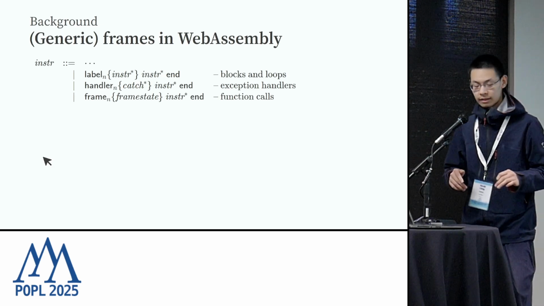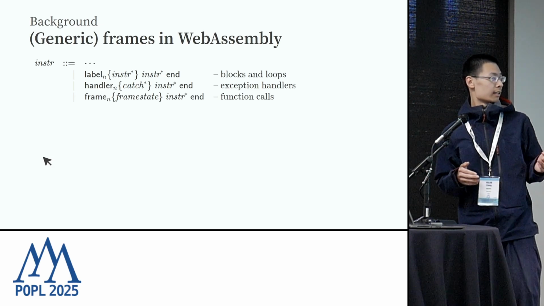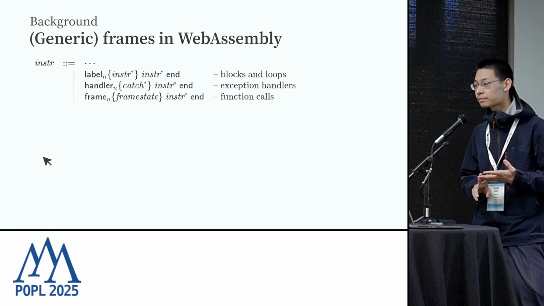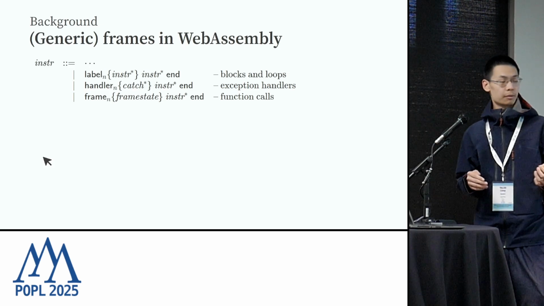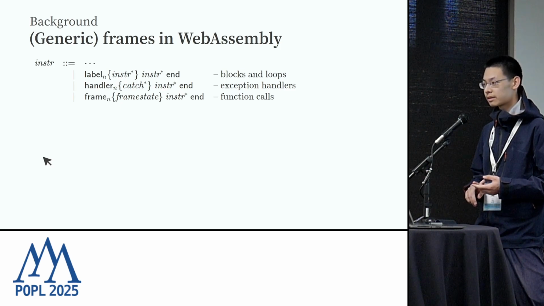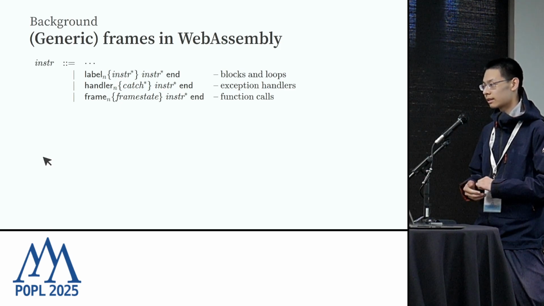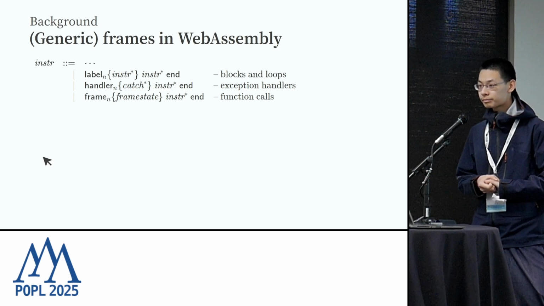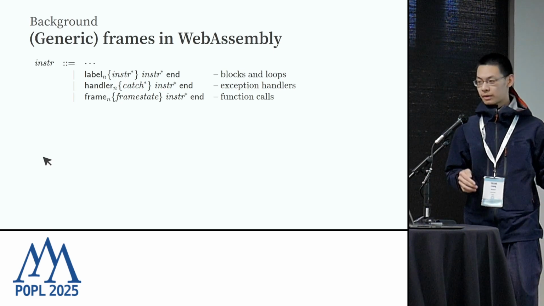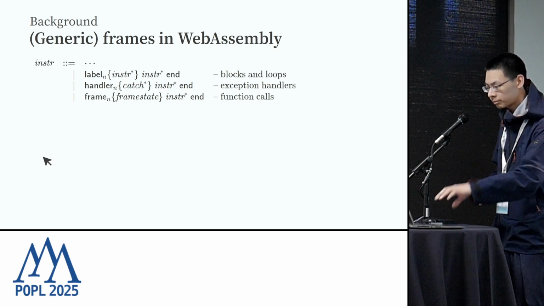So label is a kind of frame, and there are other kinds of frames for exception handling and for function calls. And these frames are what we call administrative instructions, which are instructions that are present only at runtime, but not at the source level. And it is only present at runtime for the declarative semantics.